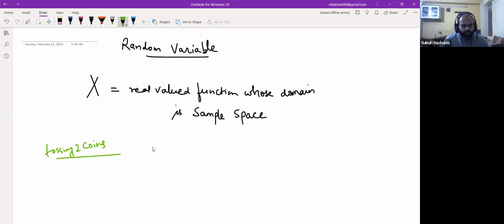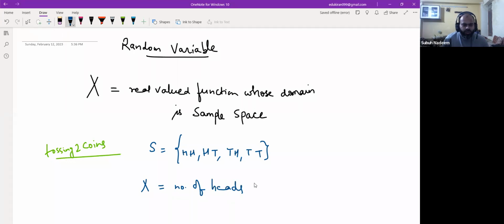If we toss two coins, we get the sample space as HH, HT, TH, TT. Now if I define a random variable here, X is the number of heads. If you see the sample space, there are four elements in the sample space. This is its domain. So X of HH is 2.